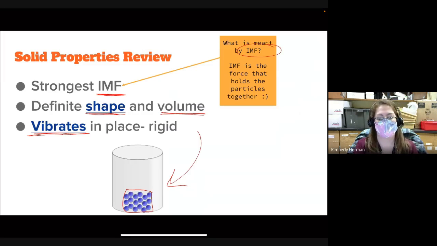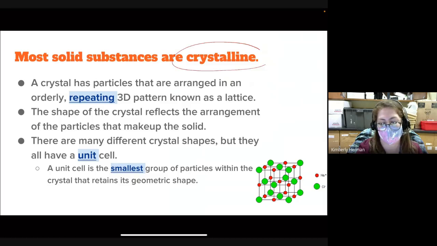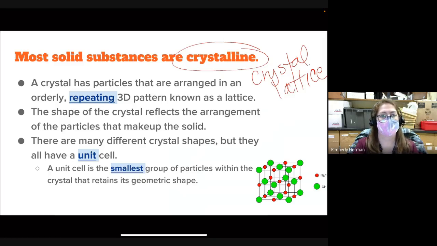Now, most solid substances are crystalline, and a lot of times we even refer to it as a crystal lattice. We'll see that our particles are arranged in an orderly, repeating 3D pattern, and that's what we refer to as the lattice. The shape of the crystal actually reflects the arrangement of the particles that make it up.